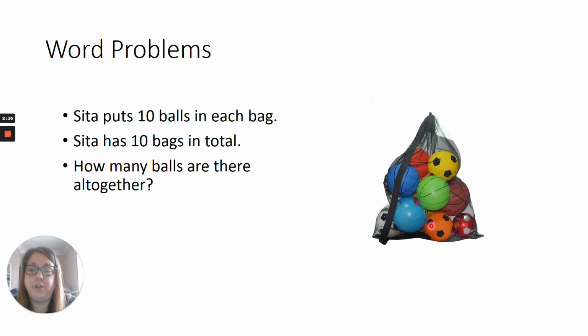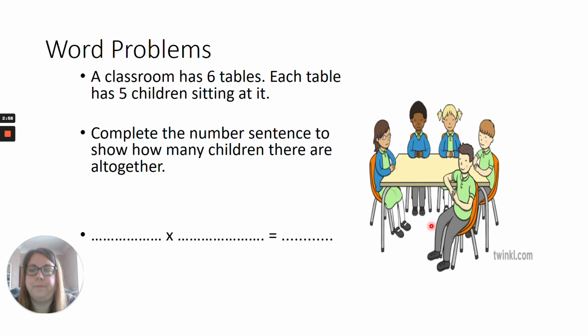So again, using your times tables, what multiplication would you use? What times table would you use to work this one out? Sita's got 10 balls in each bag, and she's got 10 bags. So how many balls are there altogether? Pause the video and work it out. So it's 10 times 10, which is 100. Well done if you said that.